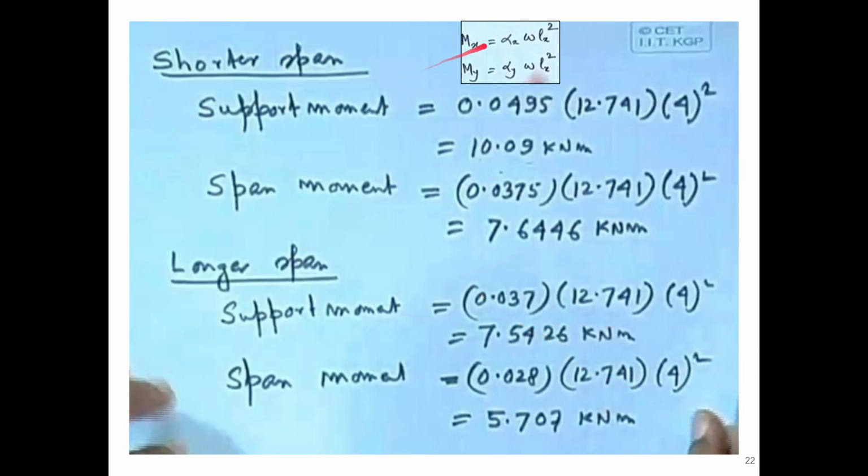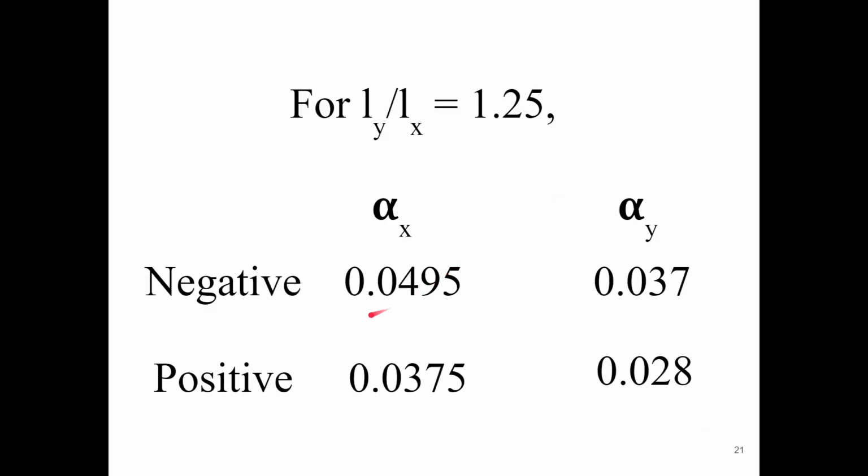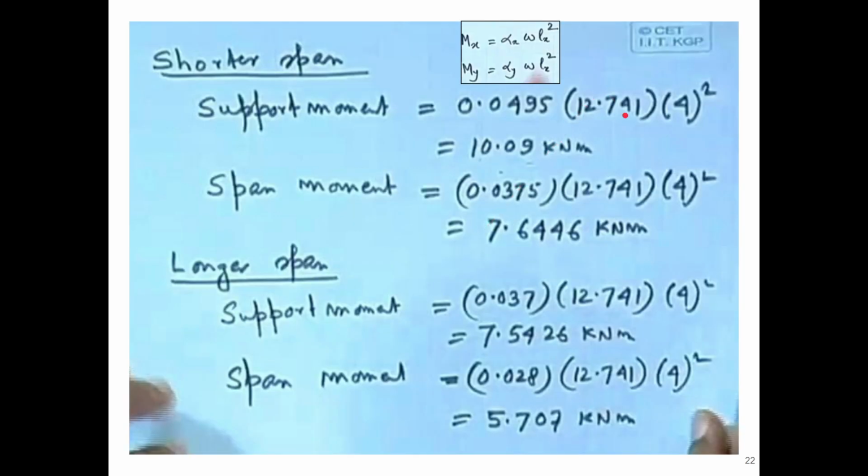Again, using these equations for calculating the moment, Mx equal to alpha x w lx square and My is alpha y w lx square. So the shorter span support moment, that is the hogging moment, will be 0.0495 into 12.741 into 4 square, that is 10.09 kilonewton meter. And the span moment or the sagging moment is 0.0375 into 12.741 into 4 square, which is 7.6446 kilonewton meter.